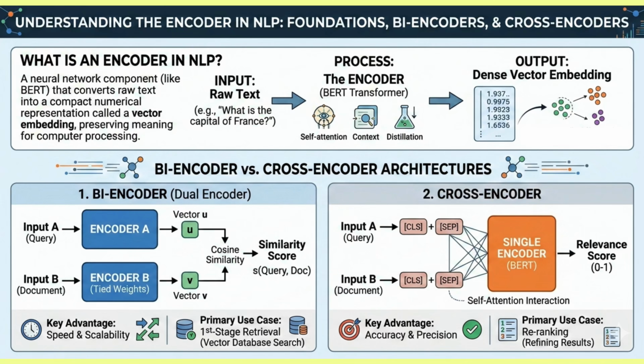The encoder itself outputs a direct relevance score between 0 and 1. The tokens from the query and the document interact directly within the encoder's self-attention mechanism at every layer. This allows for a much deeper, fine-grained analysis of their relationship. The key advantage here is accuracy and precision. The joint attention captures subtle interactions.